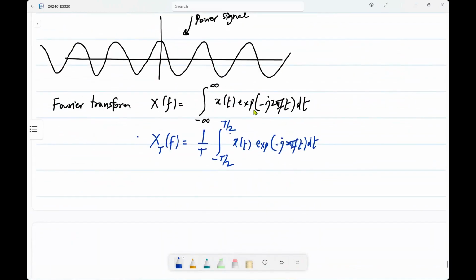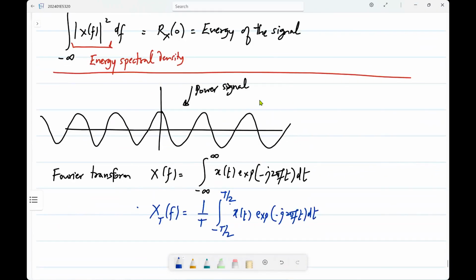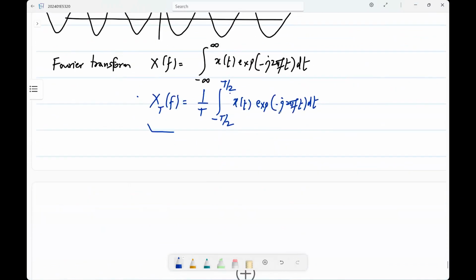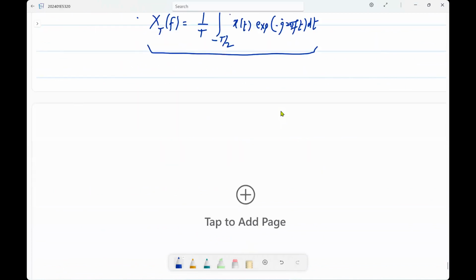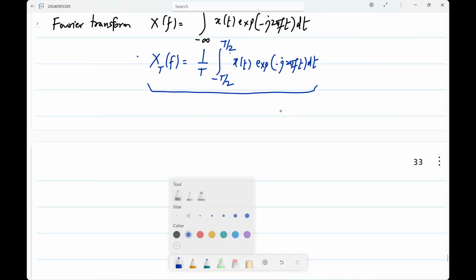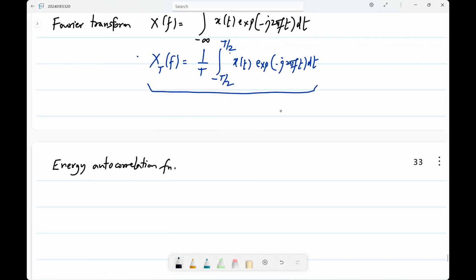So now we define, similarly, this, which by itself we will not use. I will show you what it's useful for. And earlier, we defined the energy autocorrelation function.